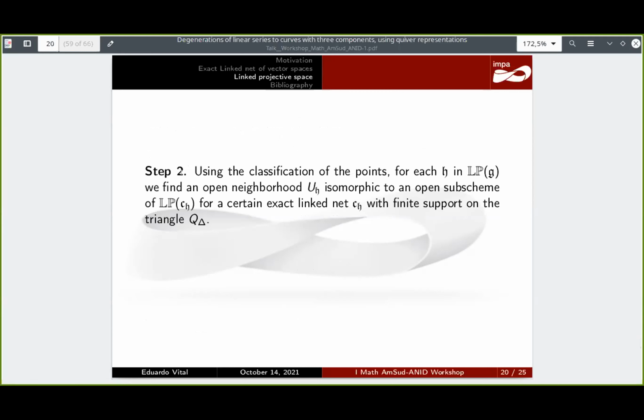Now, the second step: using the classification of the points of LPG, we can find an open neighborhood UH, which is isomorphic to an open subscheme of LPCH, right? For a certain exactly linked net CH with finite support on the triangular quiver, right? So we showed that for each point of LPG, we found an open neighborhood of H, which is Cohen-Macaulay. Thus, we conclude that LPG is Cohen-Macaulay and thus reduced.